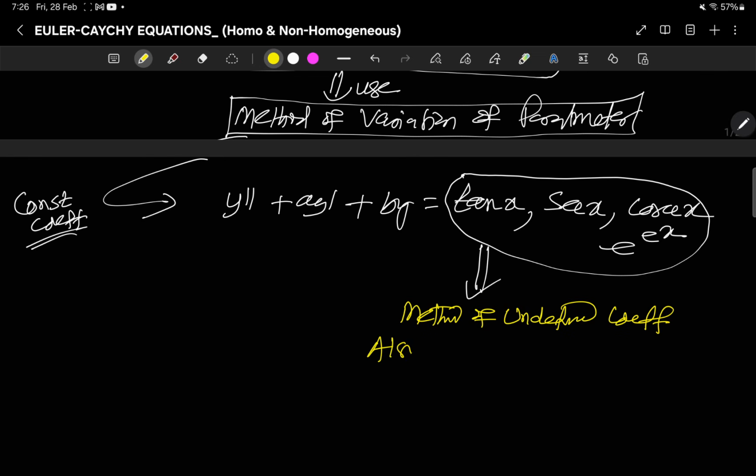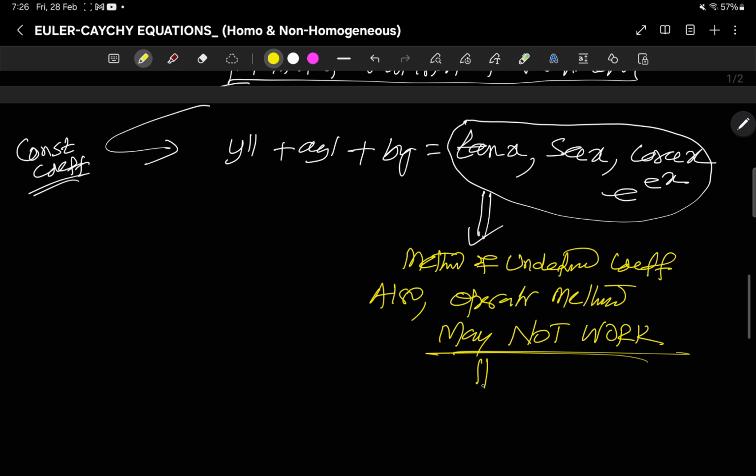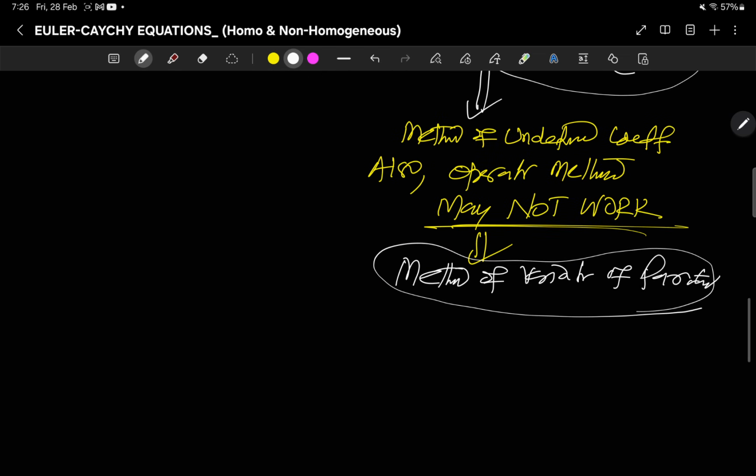Also the operator method may not work. So in this case the only approach is the method of variation of parameters. We have to know that the method of variation of parameters will help you, and it will be discussed in the next lecture.